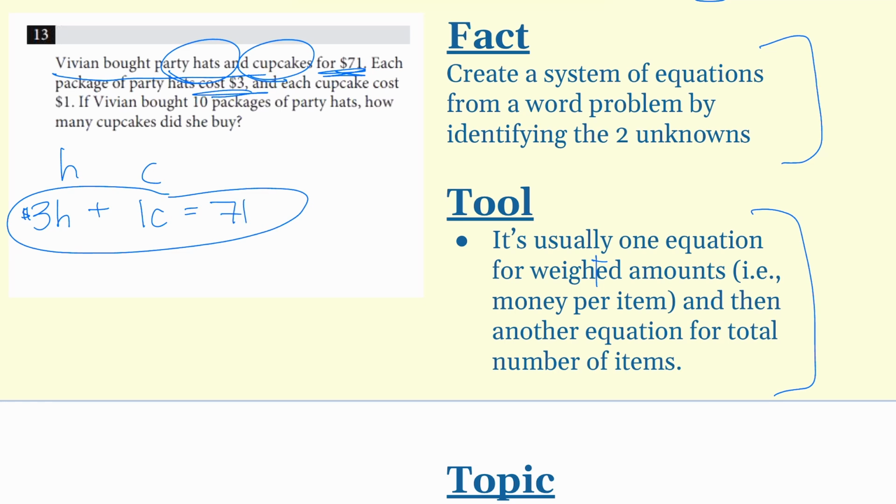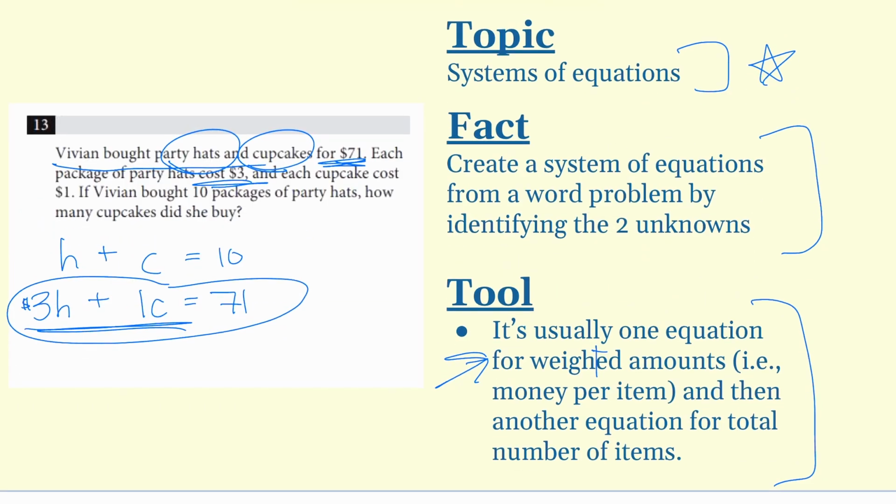So you're typically coming up with one equation that includes the weighted amounts, like the money per item. And then you're going to have another equation that's going to typically include the total number of items. So that's just going to be H plus C equals 10. So really stop. This is such a typical problem that if this wasn't easy for you, you should really stop and examine this slide because this will absolutely be on there.